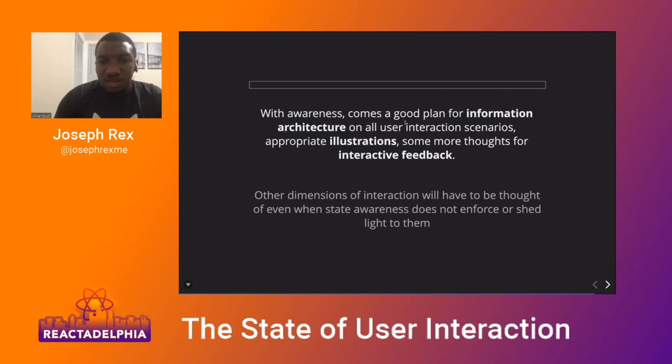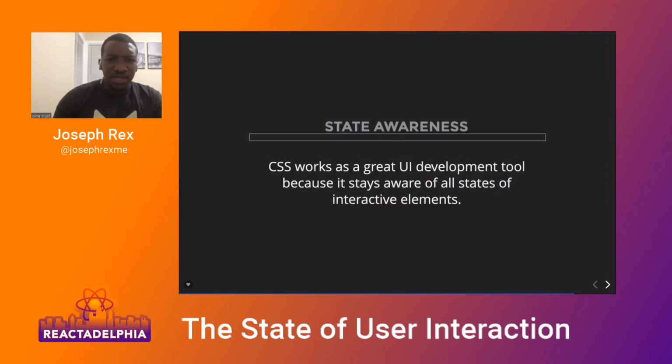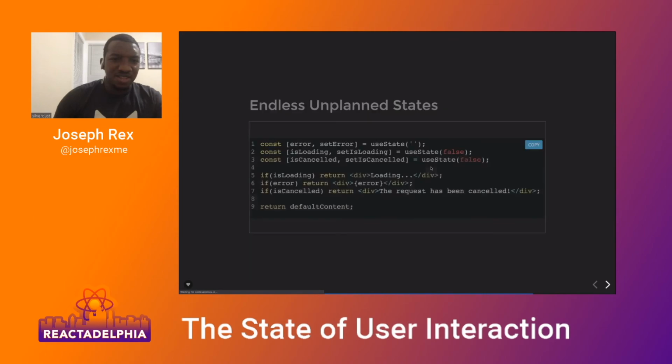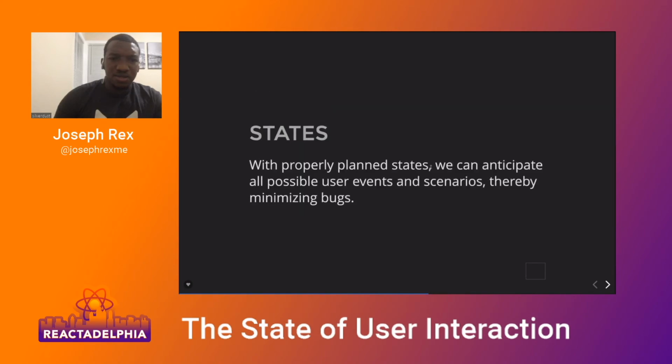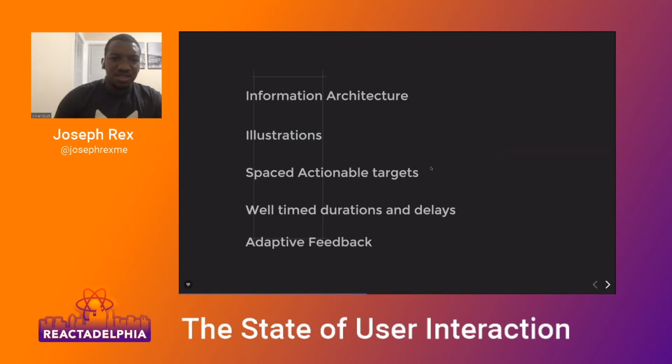There are other parts of this five dimensions that aren't explicitly being solved by state awareness. And those are like the time interval and I think adaptive feedback. There was this other thing when we go all the way back. So we have the time durations and we have the spaced actionable targets. So these two things, do I have?